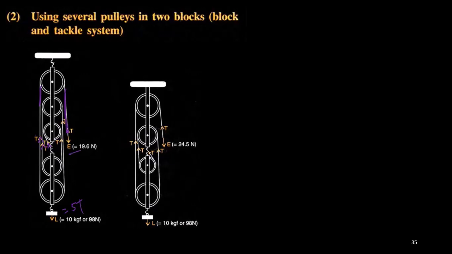Got it? And effort is equal to T. So mechanical advantage is 5. In the second situation, the number of pulleys is 4. So L should be equal to 4T, so mechanical advantage is equal to 4. That depends on the number of pulleys. Got it? The number of pulleys in the total system, not the upper block or lower block. If the mechanical advantage is 4, the 4 is the total number of pulleys.